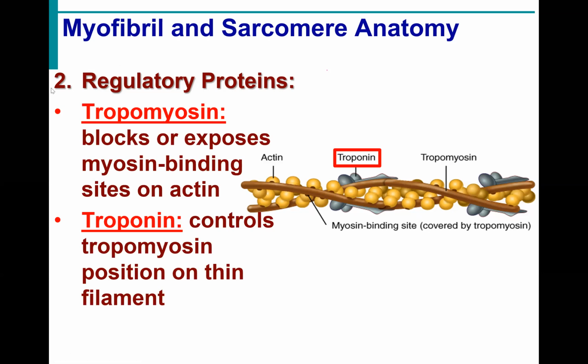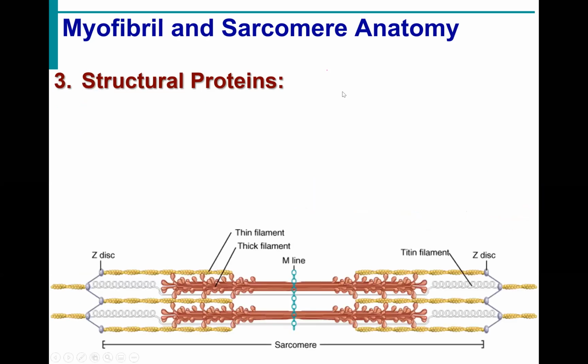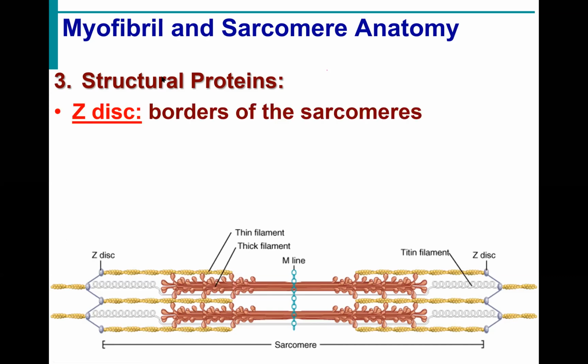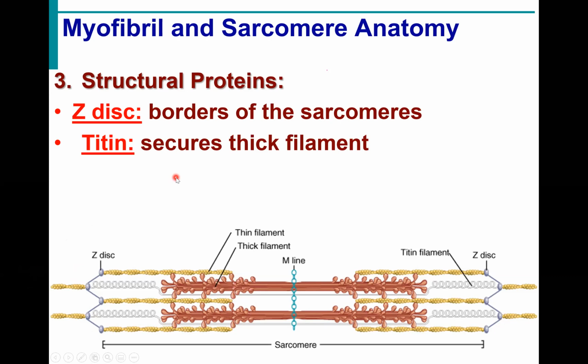So those are our regulatory proteins. And then here we see our structural proteins. Again, it starts first with our Z discs. Here we see the Z discs. They are the proteins that are forming the boundaries of this sarcomere. But notice also they're the boundary of the next sarcomere that would go on that way, and the boundary of the next sarcomere that goes off that way as well.